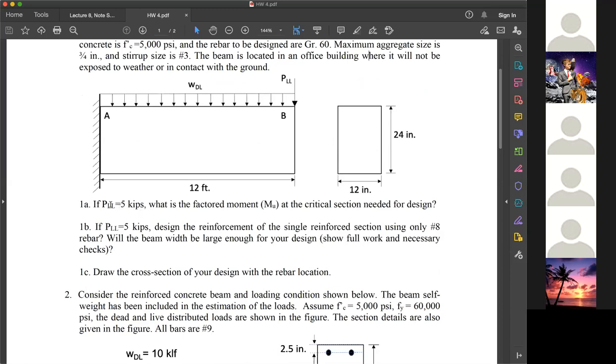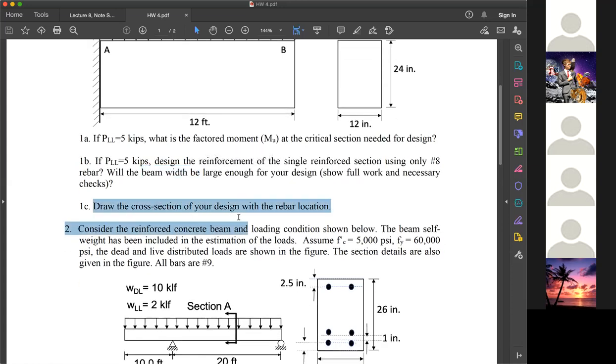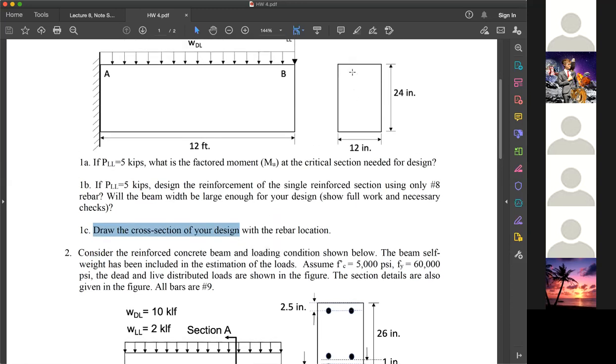Now first question: if the live load P_LL is 5 kips, what is the factored moment at the critical section needed for design? Needless to say, the critical section should be here at A, okay? And you need to factor both the distributed load and the live load, which is concentrated, to add up together, 1.2 dead, 1.6 live. Now 1B: if the live load is 5 kips, design the reinforcement of the singly reinforced section using only number 8 bars. We constrain the bars to be only number 8. So you have to check the beam width to see if you have adequate room to put the bars in. And then draw the cross section design with the rebar location. Don't forget the bar is going to be on the top.